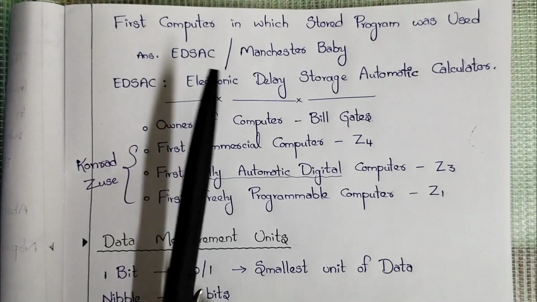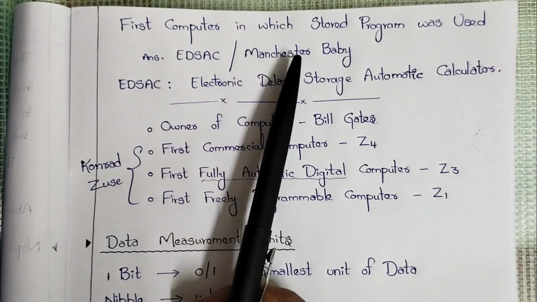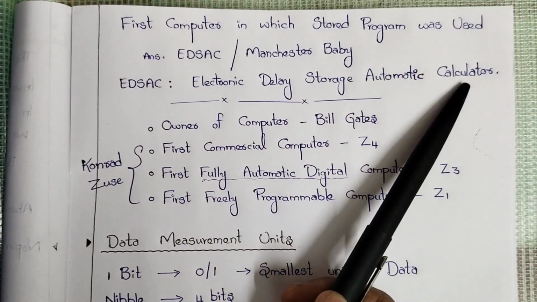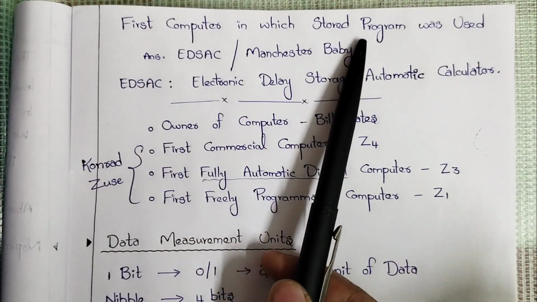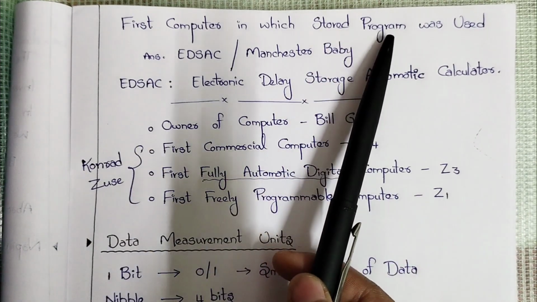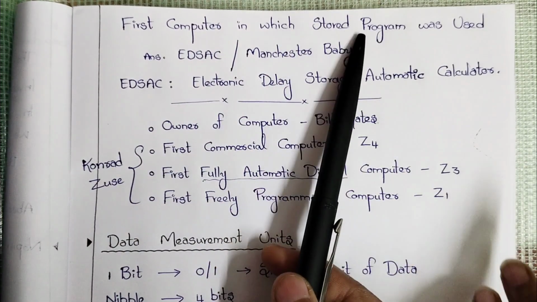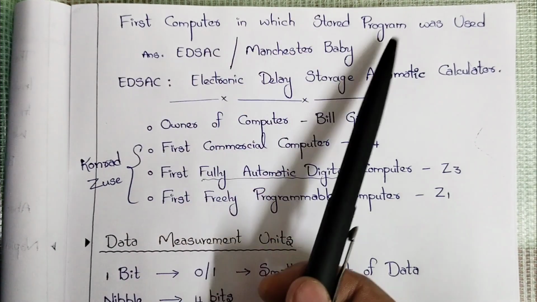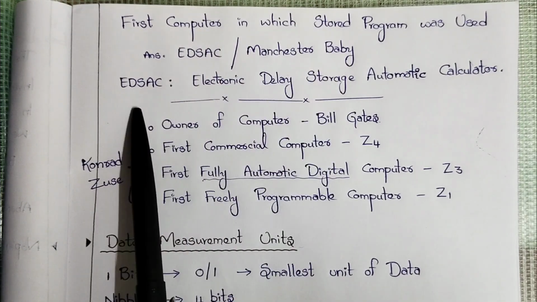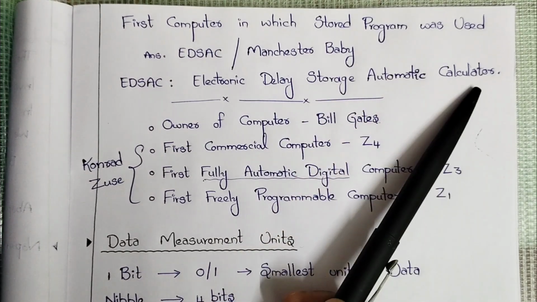The first computer in which stored program was used is EDSAC or Manchester Baby. EDSAC stands for Electronic Delay Storage Automatic Calculator. The concept of stored program was given by John von Neumann. He is the father of computer architecture, and the first computer in which stored program was used is EDSAC or Manchester Baby. EDSAC stands for Electronic Delay Storage Automatic Calculator.